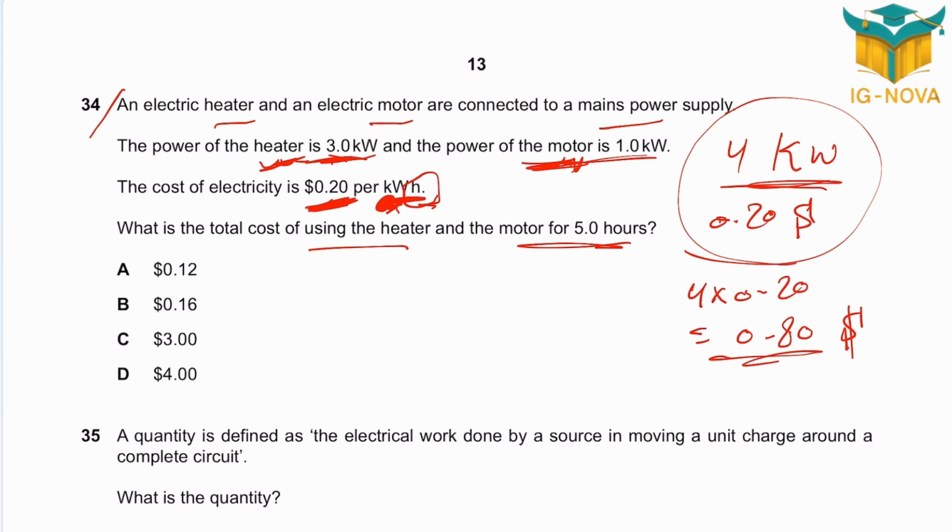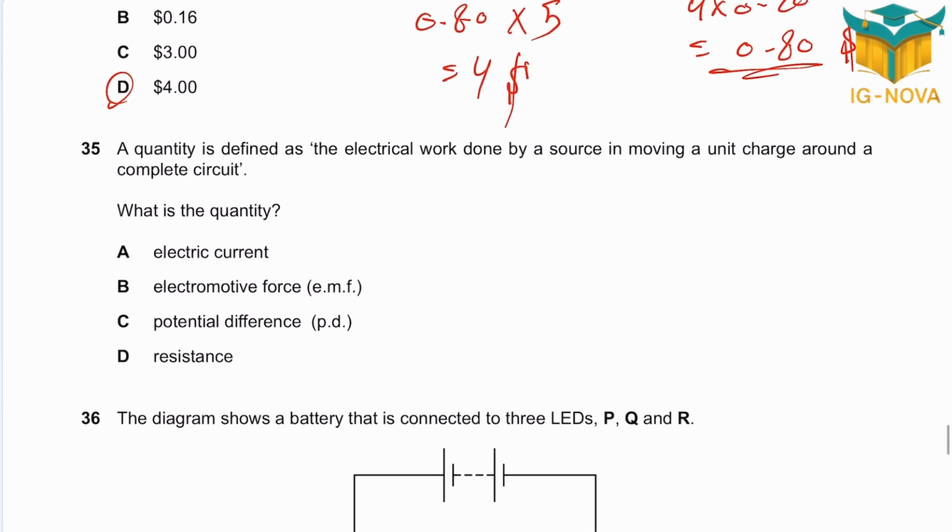For the 5 hours, so this 0.80 will be timed by 5, so it's $4 to be used. So the correct answer is D. Easy, it's a mathematical question.